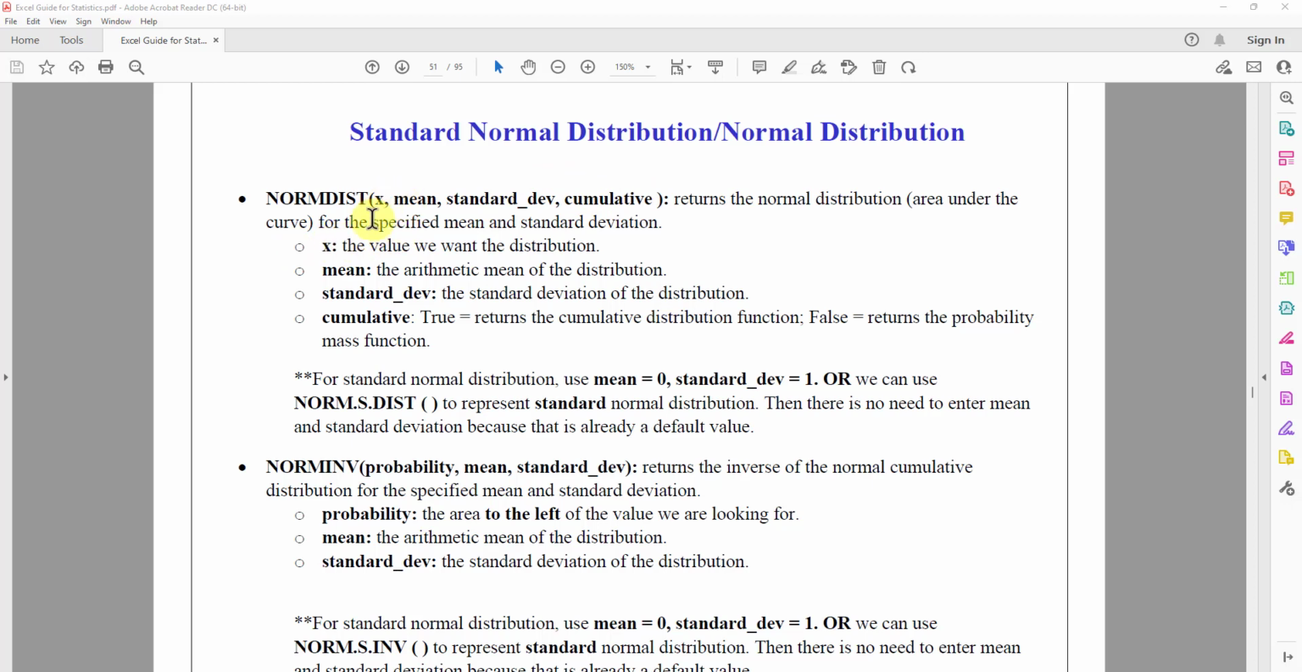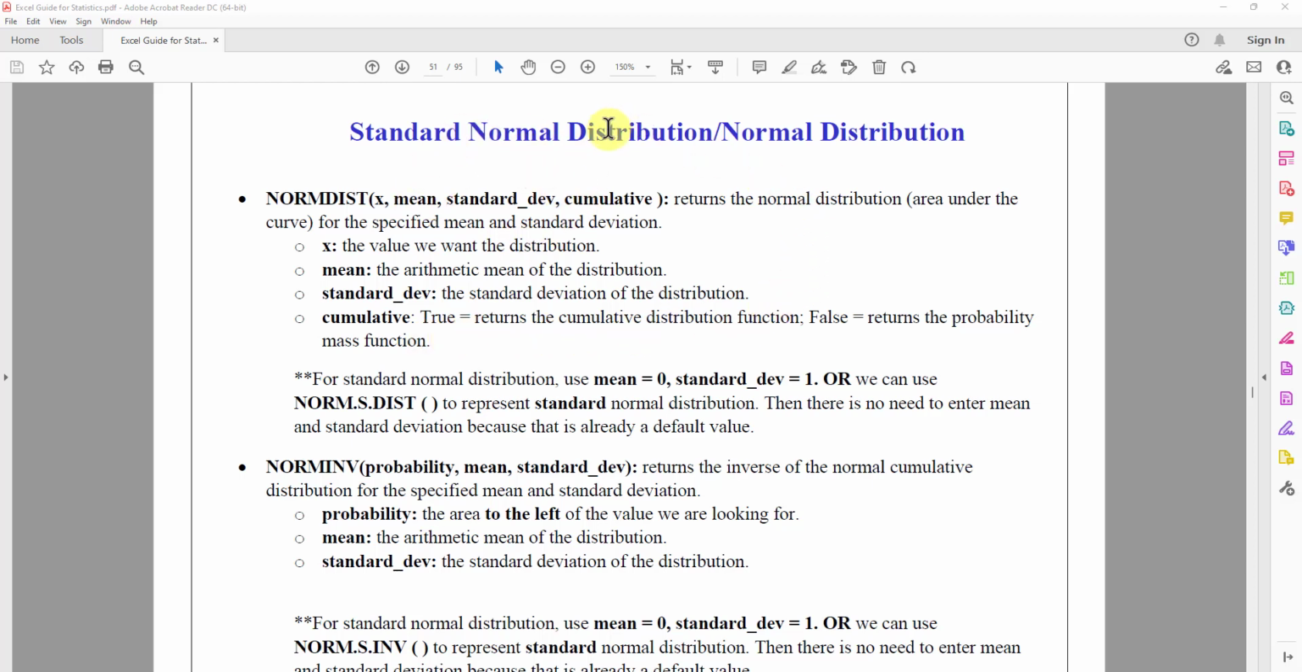For the x, this is the value we want the distribution. Mean, the second argument, this is the arithmetic mean of the distribution. And then next is the standard deviation of the distribution. And then for cumulative, we have two options. True, if we want the function to return the cumulative distribution function, and false if we want the function to return the probability mass function only.